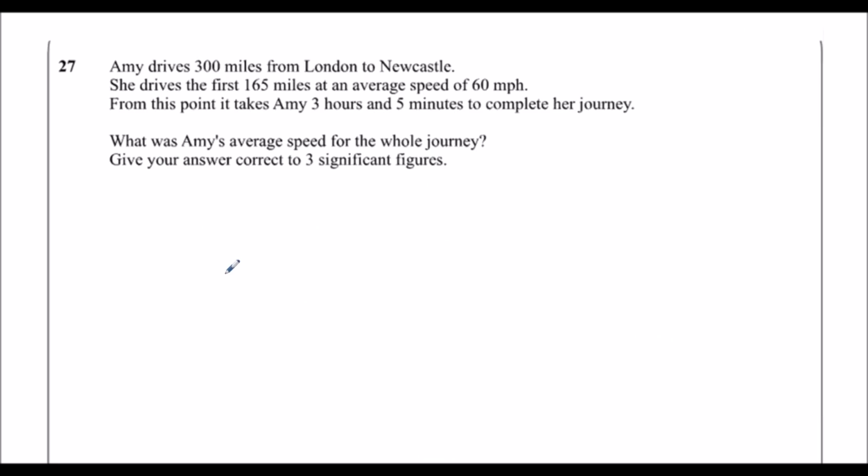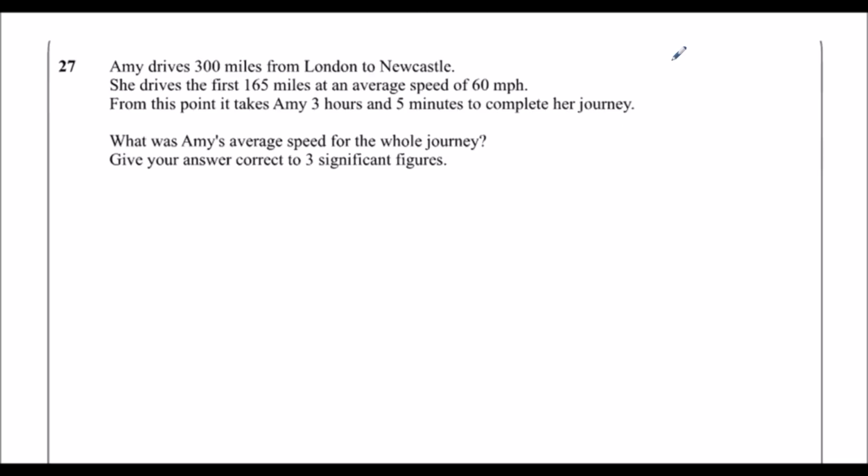Question 27. Amy drives 300 miles from London to Newcastle. She drives the first 165 miles at an average speed of 60 miles an hour. From this point, it takes Amy 3 hours and 5 minutes to complete her journey. What was Amy's average speed for the whole journey?